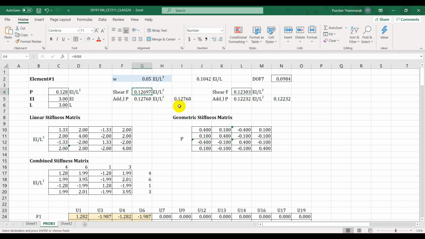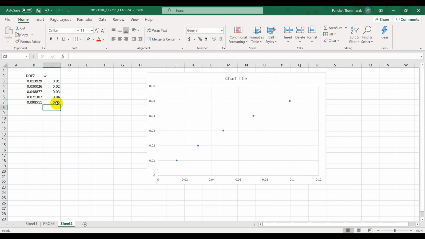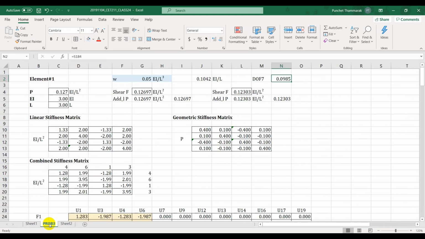Not good enough. And then, boop. Okay, looks good. So we get the converged solution for 0.05. Some more. 0.06. And then drop in, and drop this in. Not good enough. I want something better.